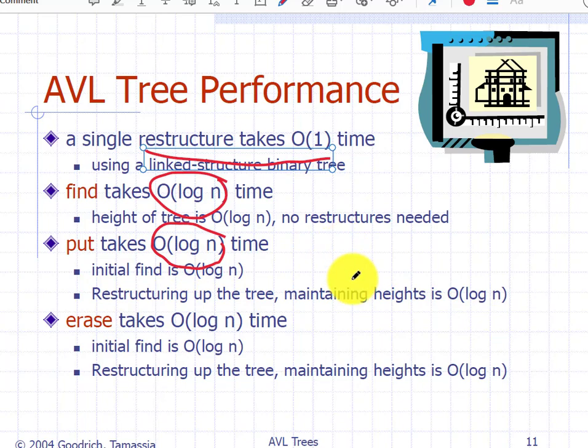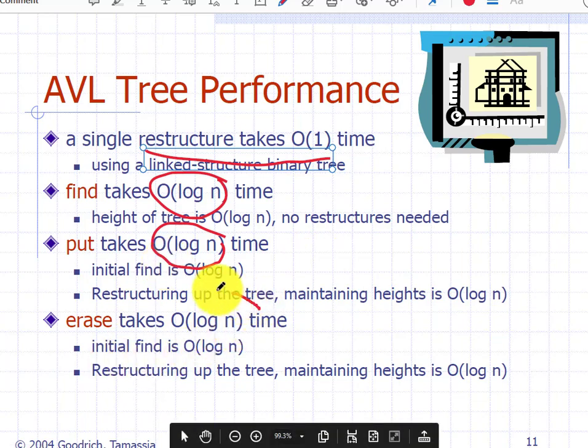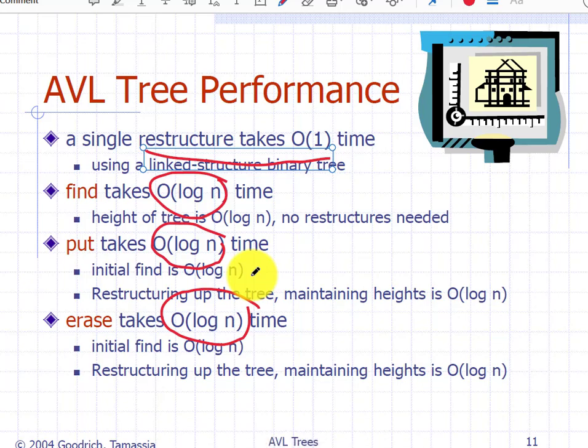Why? Because when you put an item in, you first insert, which is log n, plus then you need to perform k restructurings, log n restructurings of constant time, which is log n plus c log n. That gives you 2 log n, and then the 2 falls away, so it's still log n. So that's put. Erase is the same story. The computational burden is log n. Overall, the computational complexity for AVL trees, whether it's find, put, or erase, is going to be log n. That's very important.